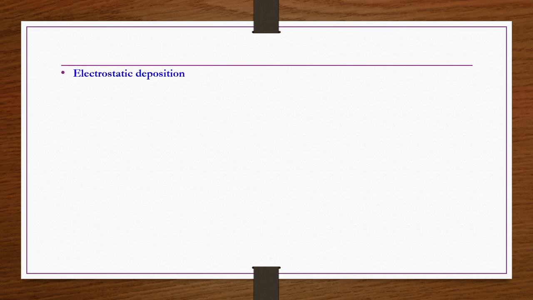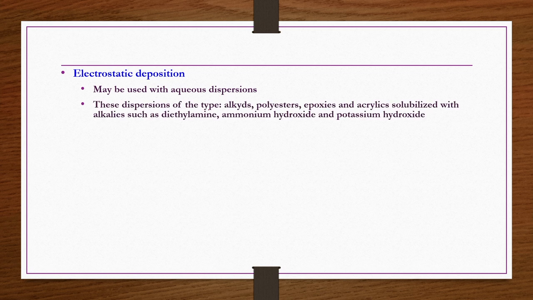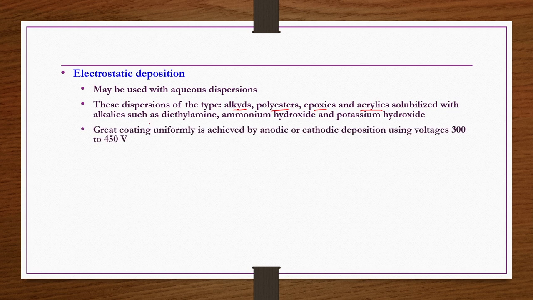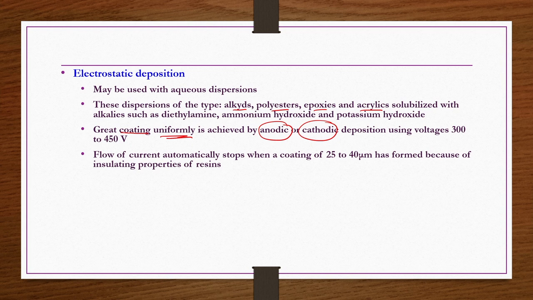Next method of application is electrostatic deposition. It may be used with aqueous dispersions. These dispersions are of types like alkyds, polyesters, epoxies, acrylics, etc. But they are solubilized with alkalis, such as ammonium hydroxide or potassium hydroxide. However, you get great coating uniformity by anodic or cathodic deposition using voltages between 300 to 450 volts. The good thing about this one is that the current would stop if you have a coating of 25 to 40 microns thickness. That's the reason you get great coating uniformity, because once the thickness of the coating becomes 25 to 40 microns, automatically the current would stop.